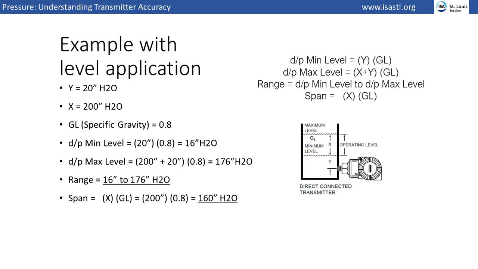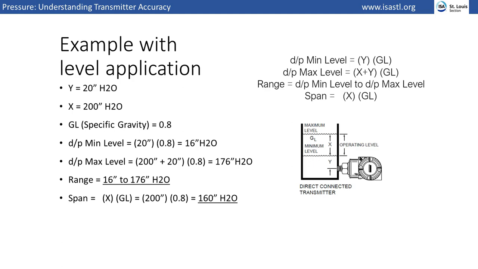I'll walk you through a brief application of TPE, looking at a standard pressure transmitter used in a hydrostatic level application. Let me show you the application. Level is equal to the height of the liquid times the specific gravity. So here we have our minimum level, 20 inches, times 0.8 equals 16 inches. Same format, a little bit different dimensions for the maximum level gives us 176 inches.